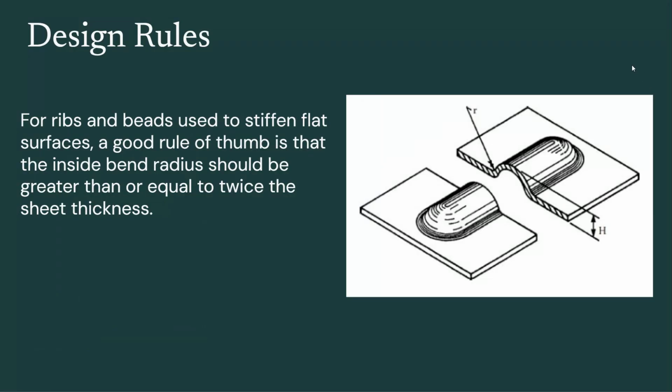Often you'll have a large sheet that you want to stiffen up by adding some sort of ribs or beads. You might see this with steel, like toolboxes and other things like that. You can see this on truck beds and things like that as well. A rule of thumb is that the inside bend radius should be greater than or equal to twice the sheet thickness. If you make these ribs or beads have too sharp of corners, then you risk cracking or weakening the material.